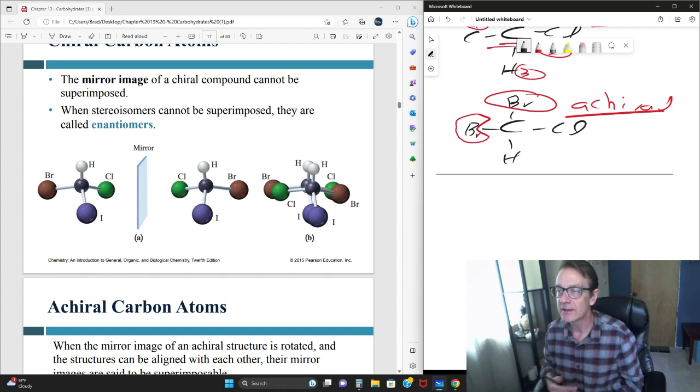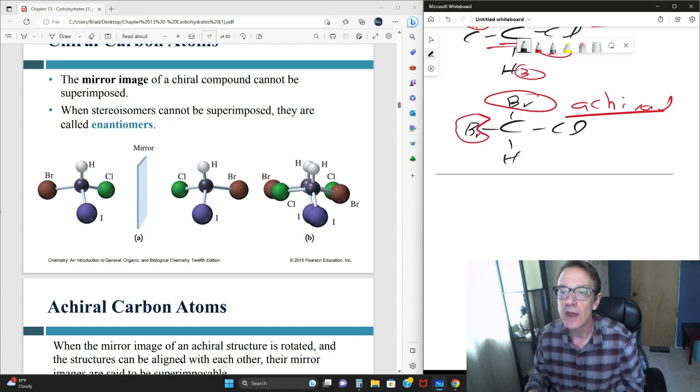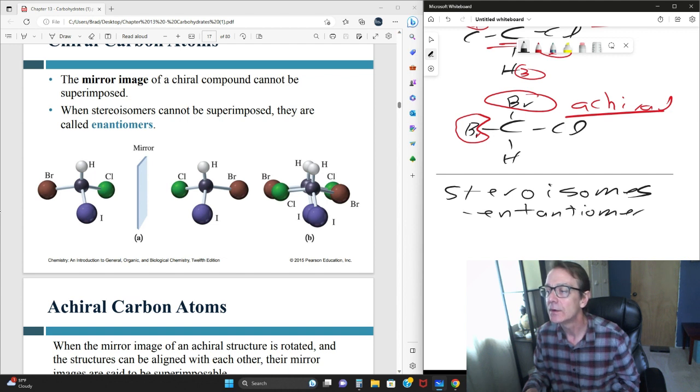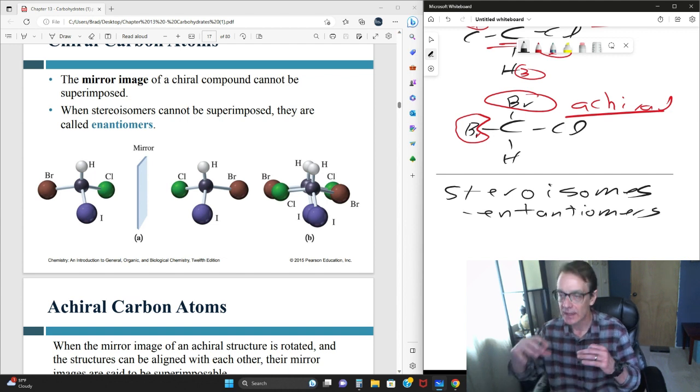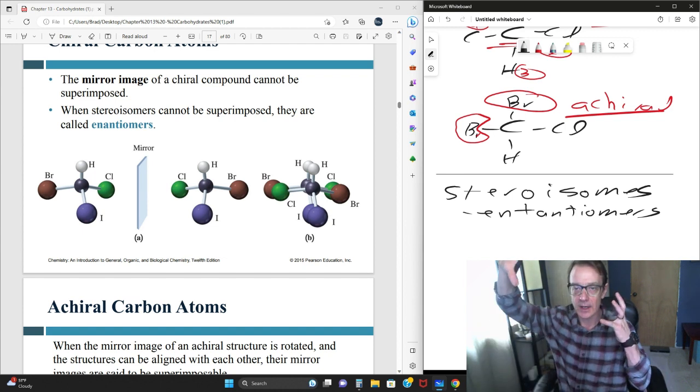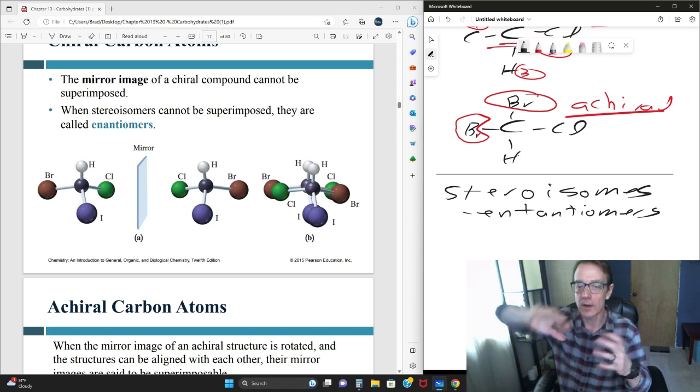And they are enantiomers, and they are stereoisomers that cannot be superimposed. Okay, stereoisomers, they are chiral. Stereoisomers that cannot be superimposed are enantiomers. Enantiomers are stereoisomers that have a chiral center, and you cannot superimpose the molecules on top of one another. Okay?